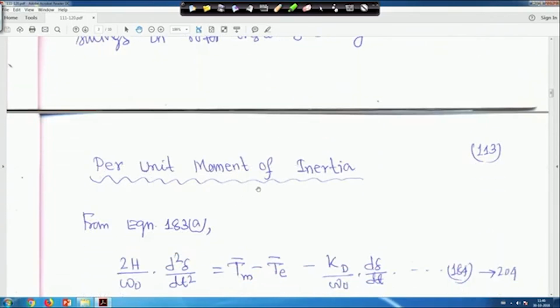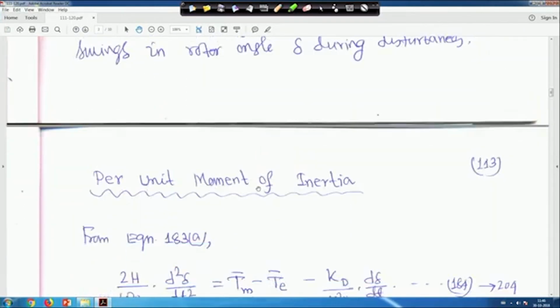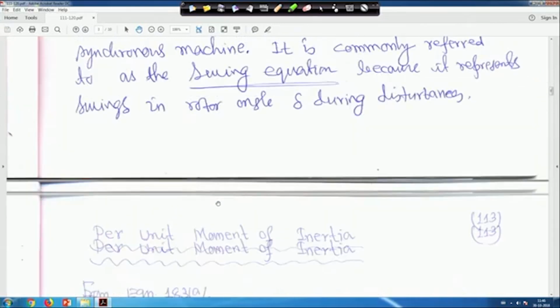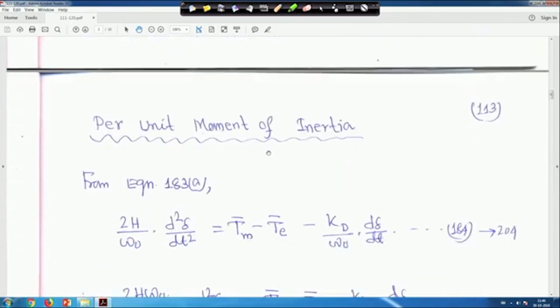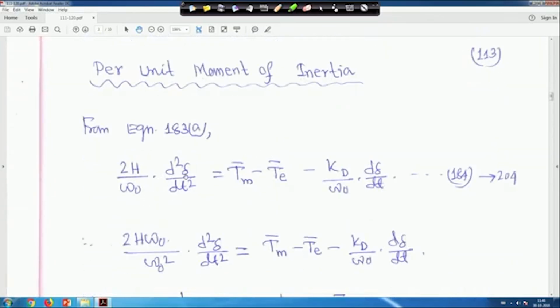Next is per unit moment of inertia. So, from equation 183a, that means from this equation, 2H upon omega 0 d square delta dt square is T m bar minus T bar minus k d upon omega 0 into d delta upon dt. This is equation 184.